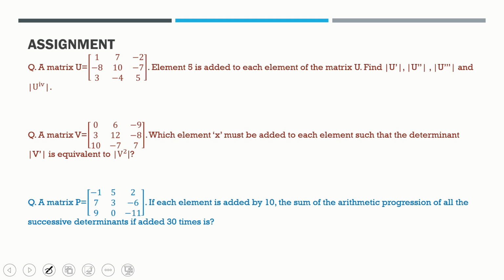And the last question is about the arithmetic progression, in which you have to add it 30 times. What will be the sum you have to calculate?